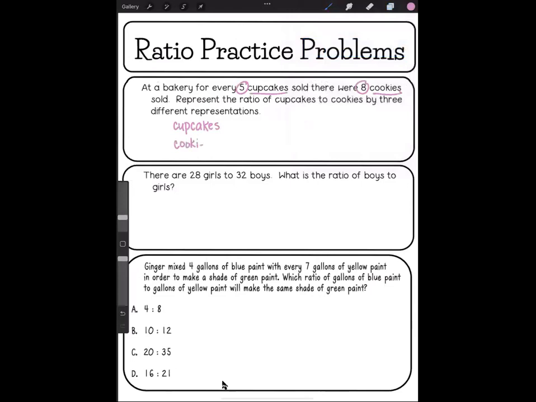So we're going to go ahead and write out, they wanted cupcakes to cookies. I usually use just the letter, but they both start with C. So we'll just write it out. Cupcakes to cookies. And then we look and see how many cupcakes were there. There were 5 cupcakes. There were 8 cookies. So we can't even simplify that. They didn't ask us to anyway, but that is our ratio. They did ask for 3 different representations though. So that was one of them. We can also write it with the colon, or we can write it with the word to.